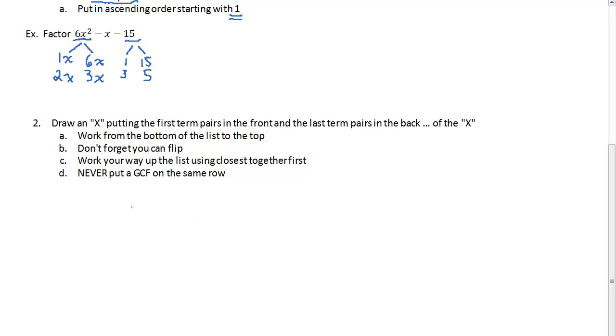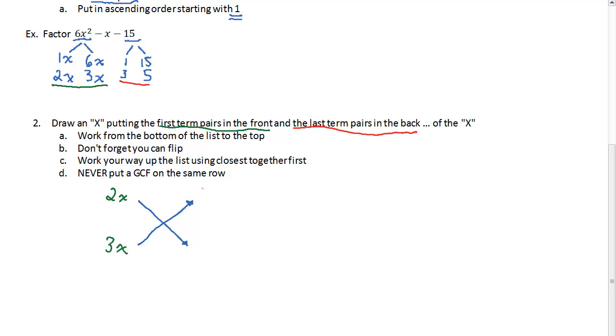So what I'm going to do is put a nice X here, and I'm going to draw a little arrow to remind me this is my direction of multiplication. And so I'm going to take the 2x and the 3x, and put that first term pair in the front. So here's my 2x and my 3x that go in the front. And then I'm going to take my 3 and my 5, and those are the last term pairs, and they're going to go in the back.